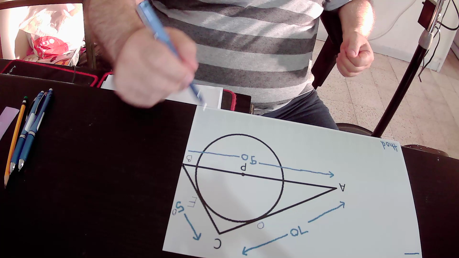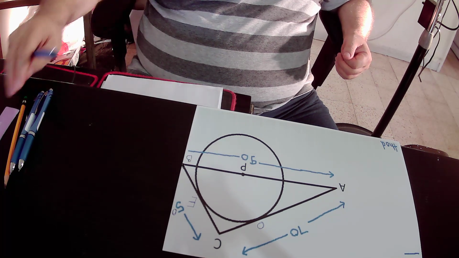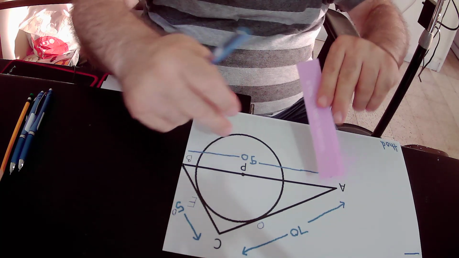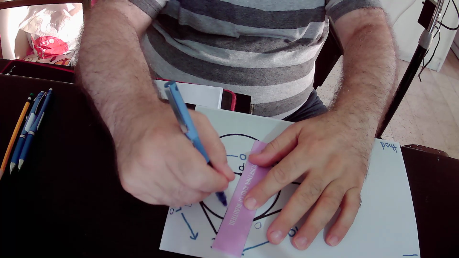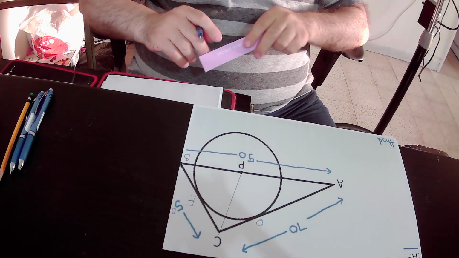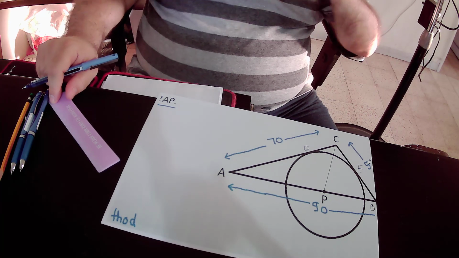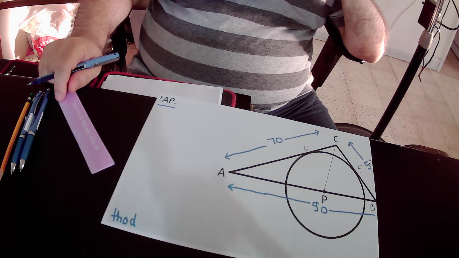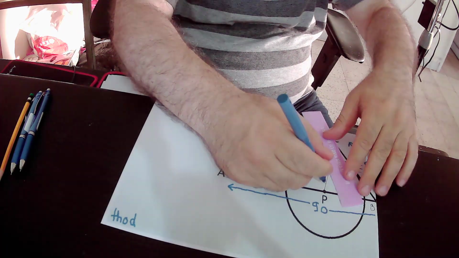Again, side BC or CB, it is the same, is tangent to the circle at point E. In the next step, we will connect points C and P together with a straight line, and we will also connect points P and O together with a straight line.